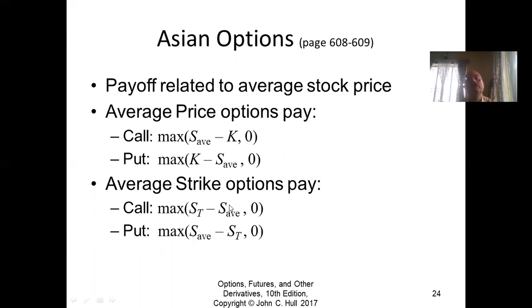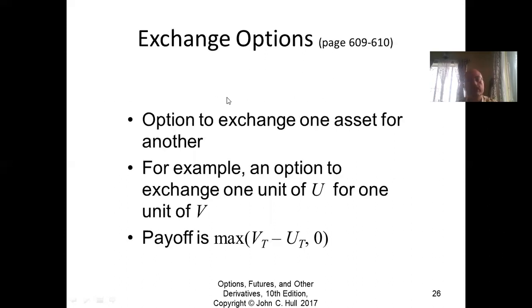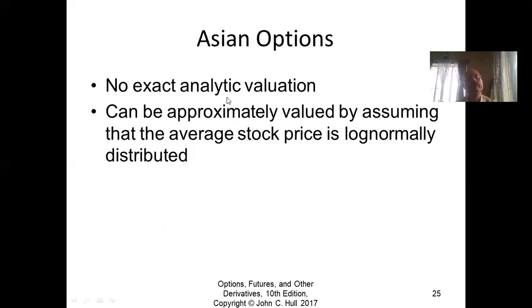So the pricing can be done analytically also. And if one of them can be priced, the other one can also be priced. But this is not exact analytical valuation. I'll tell you why. When you take the average of the stock prices, finding the distribution of that average is very difficult, the arithmetic average.